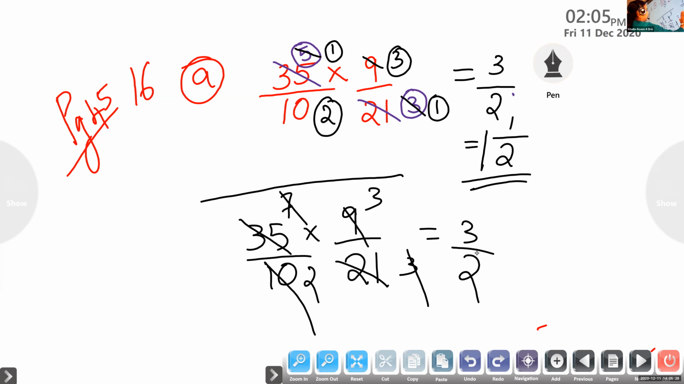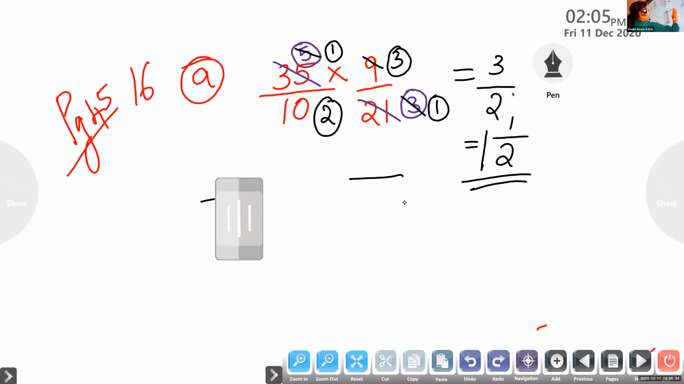If you choose 5, the common factor, in the first time, if you are cutting by 5, then also, children, you will get the same answer. 1 and 1 by 2. So first we can take 35 by 10, 9 by 21. If you divide by 7, you will cut by 7, 35 and 21. Then again you can divide by 5.